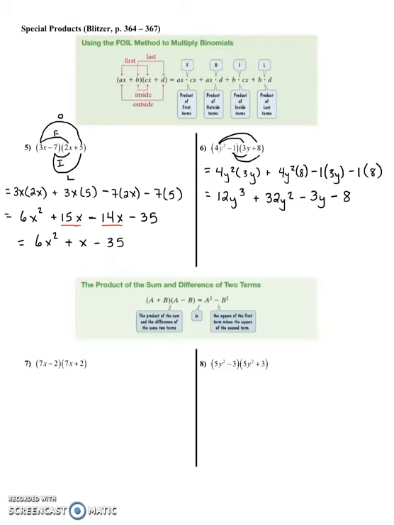So that's the FOIL method that we can use to multiply any two binomials. Now let's talk about the product of the sum and difference of two terms. So if we have something plus something, and then the same something minus the same other something, then that gives us the first something squared minus the second something squared. So let's look at that. We can FOIL like normal.